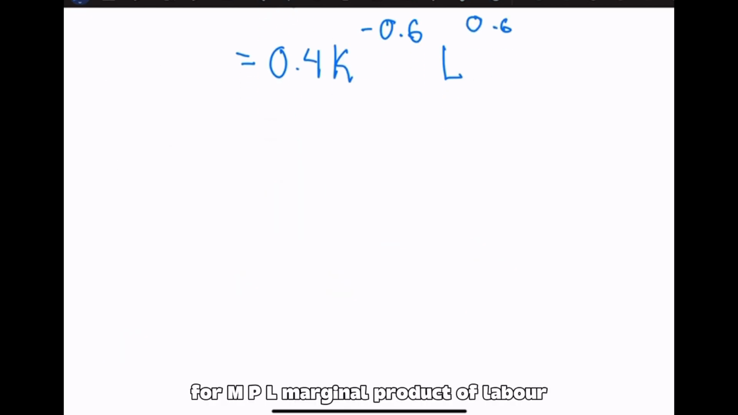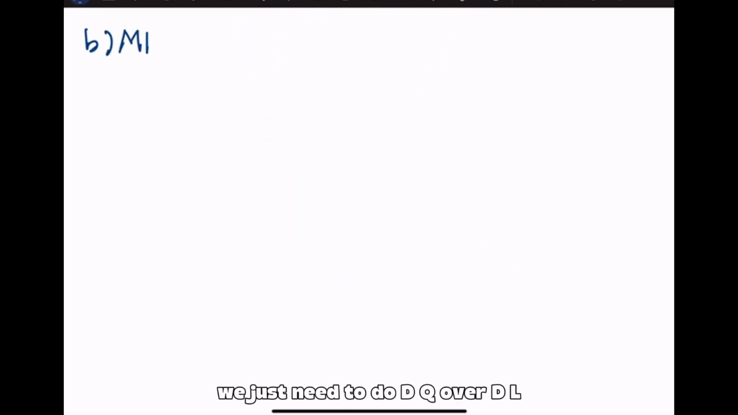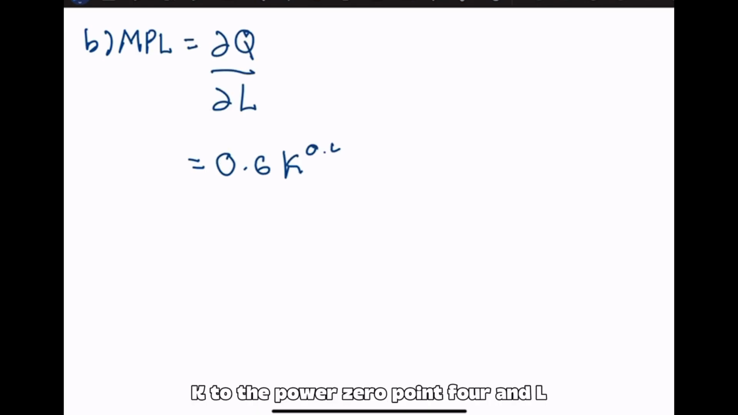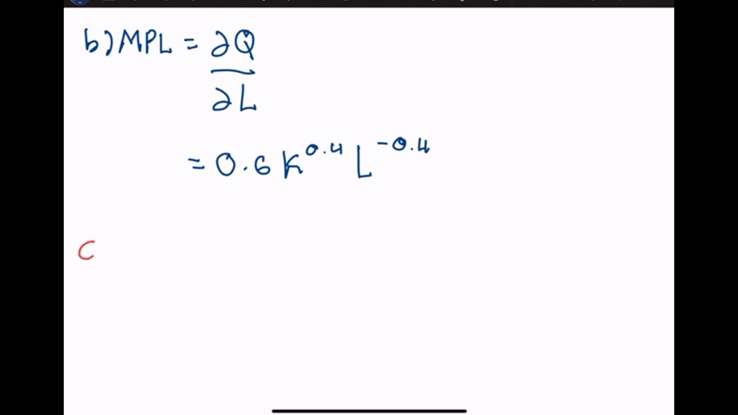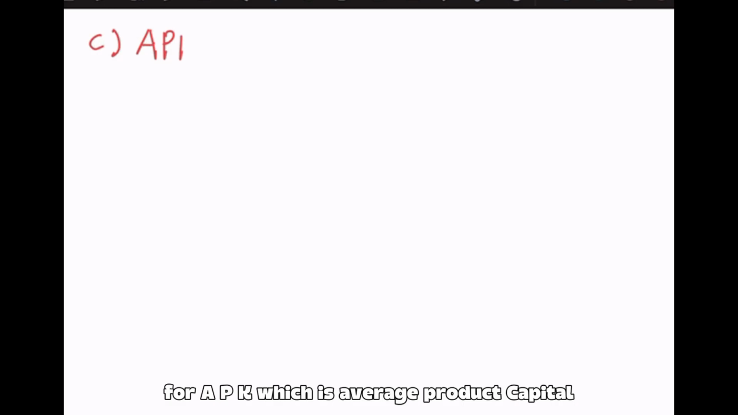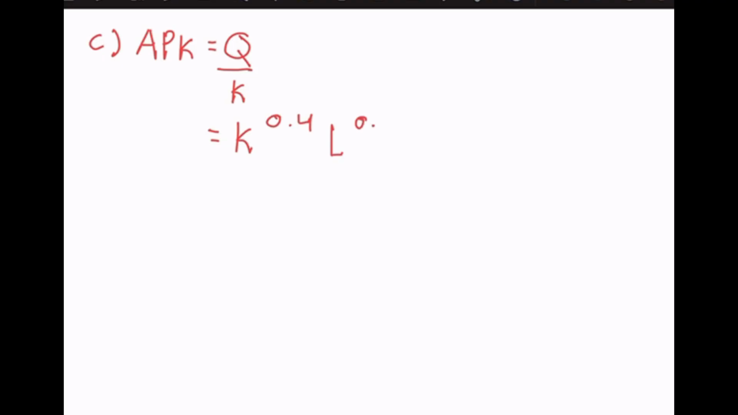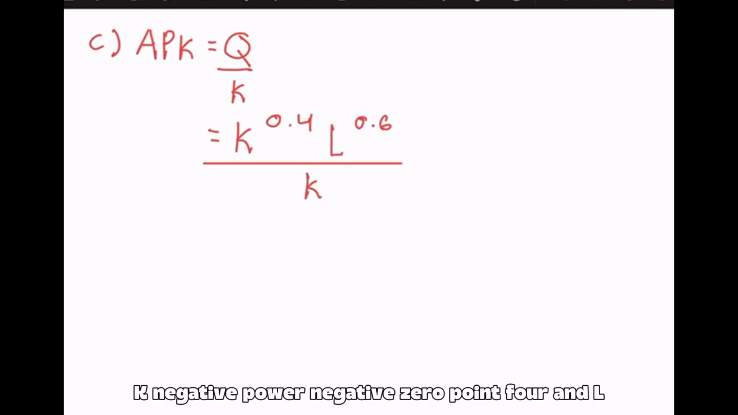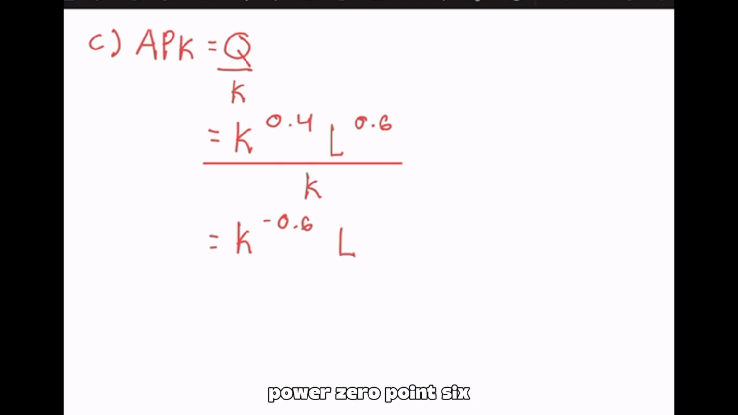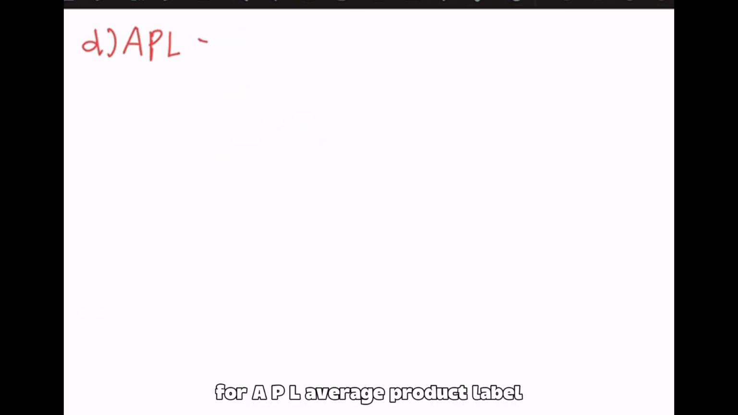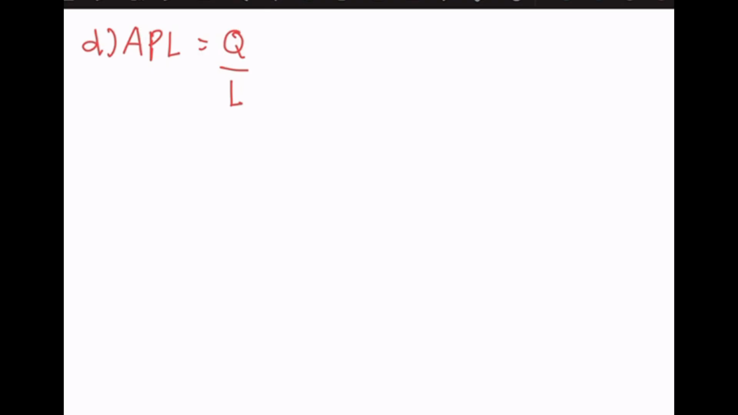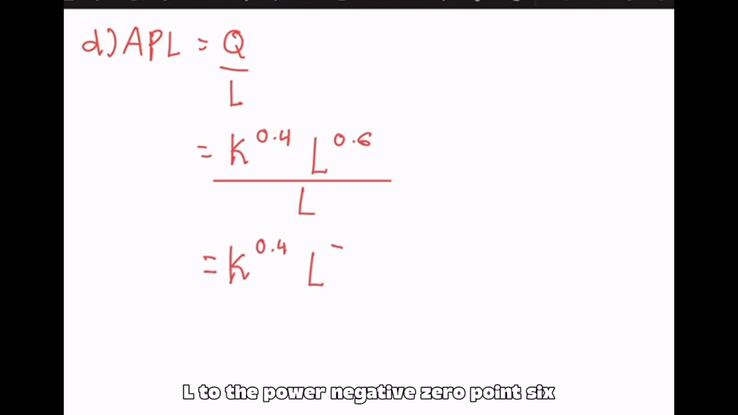For MPL, marginal product of labor, we just need to do dQ over dL, and we will get 0.6 K^0.4 L^-0.6. For APK, which is average product of capital, we just need to divide Q divided by K, and we will get K^-0.6 L^0.6. For APL, average product of labor, we just need to do Q over L, and we will get K^0.4 L^-0.4.